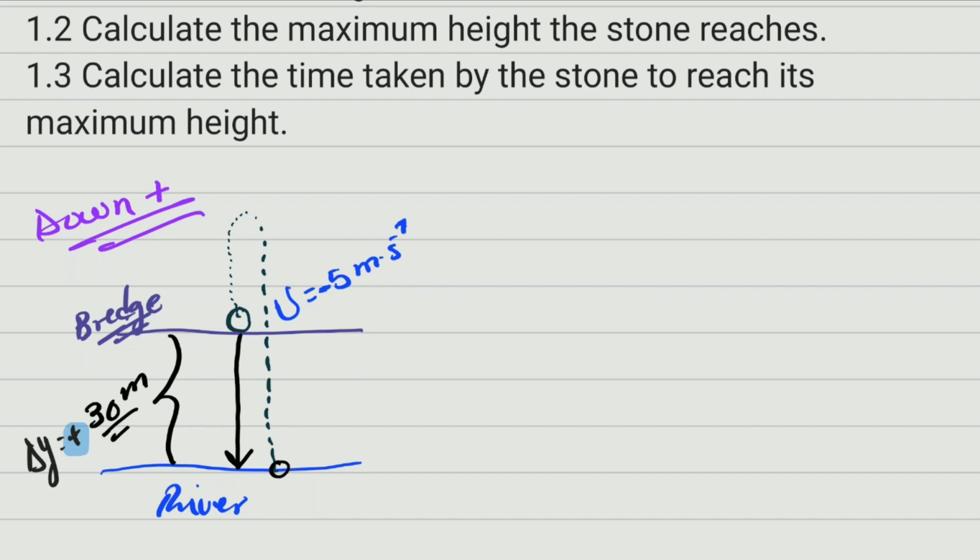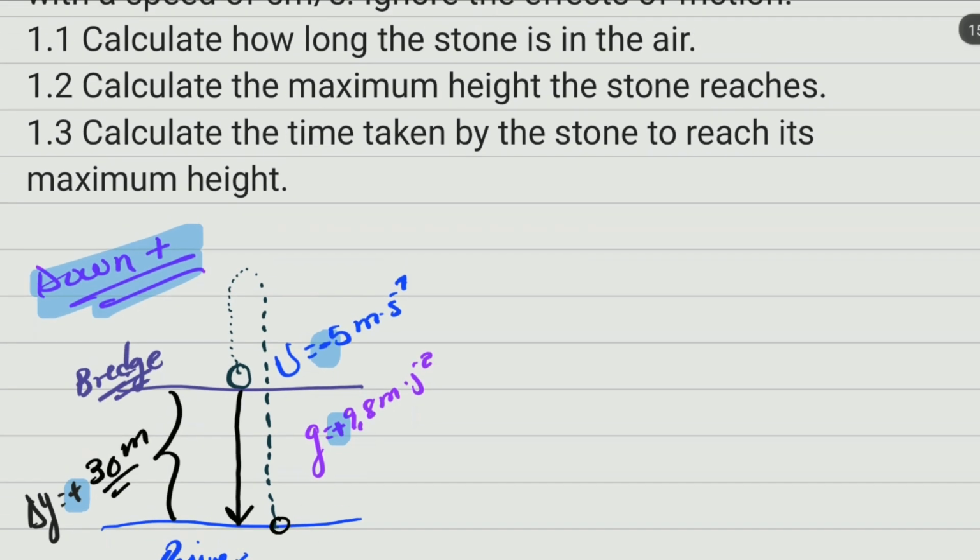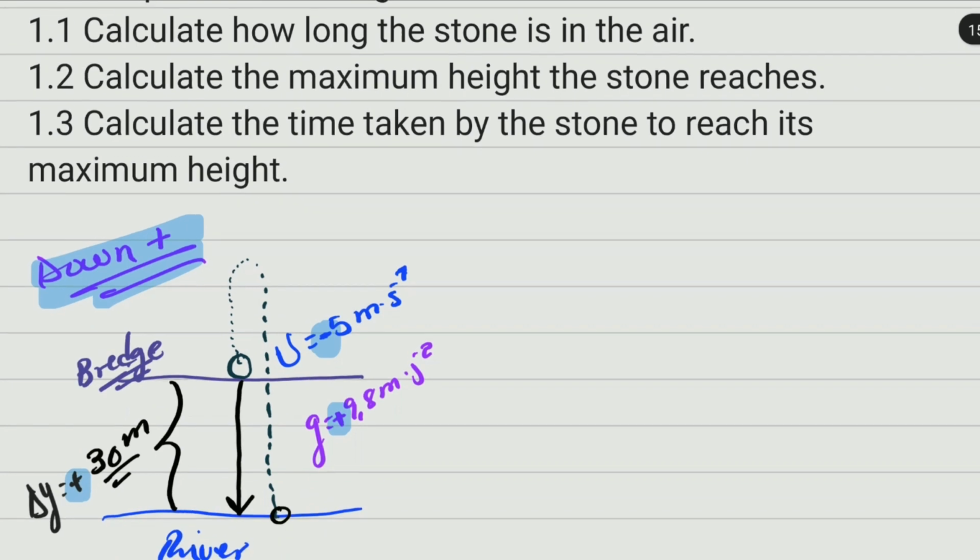Now what other data do we have here, even though they don't tell us? The acceleration due to gravity, which is equal to 9.8 meters per second squared. It is down, and therefore it is positive. All these directions are very important, so please make sure you write the direction you take as positive, and then you will be able to understand and not make mistakes when you substitute the values.